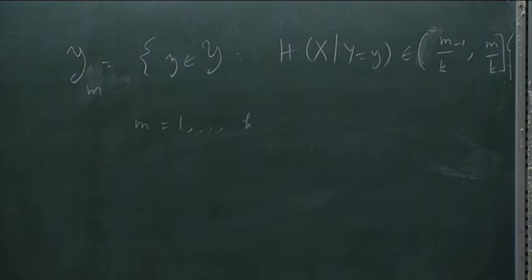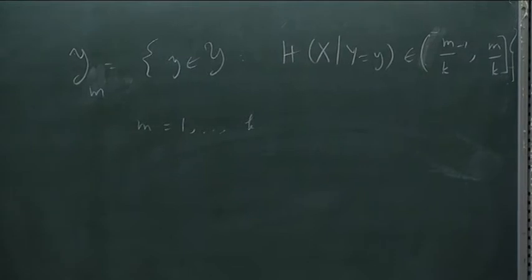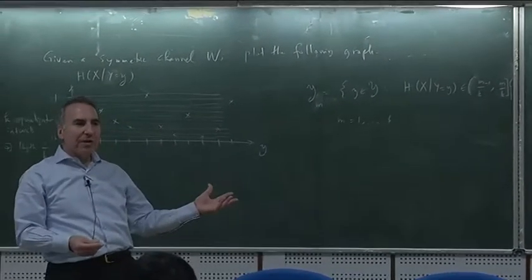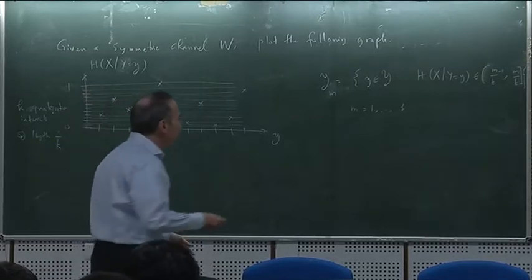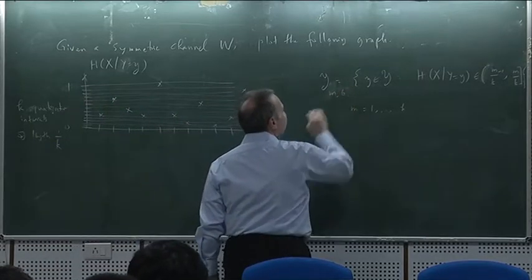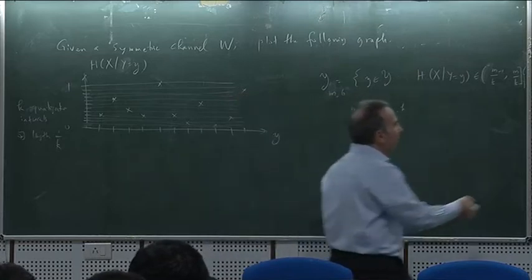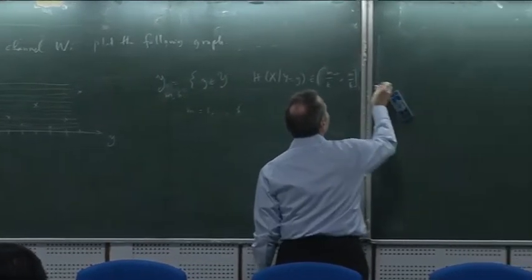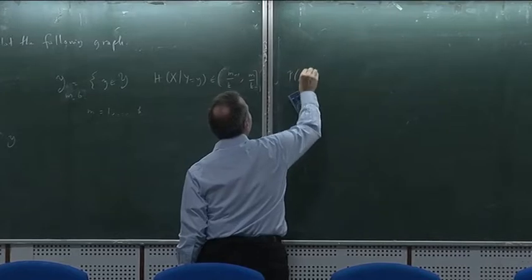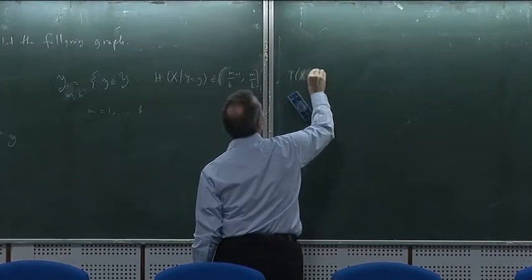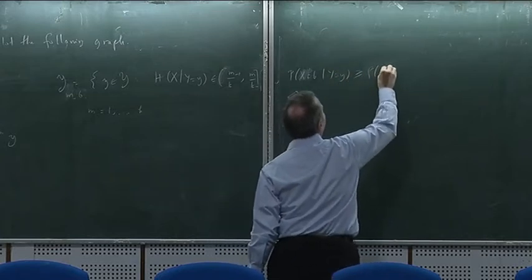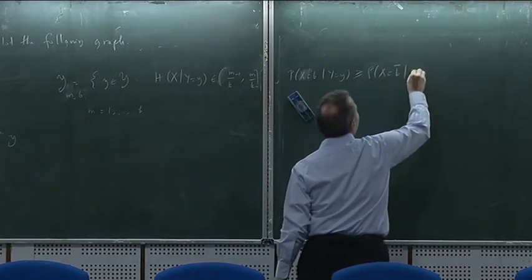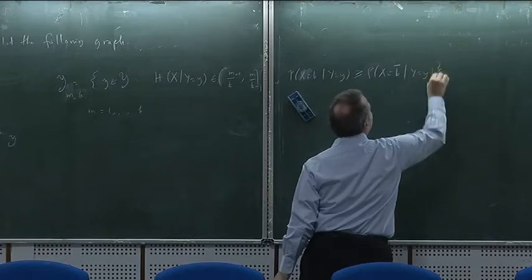Actually, let me do one more thing, because about these y's there are two kinds of information. What is the entropy of the X, and also which of the X's is more likely? Is it 0 or is it 1? So let me put here also a binary symbol b. This is to say that the y's for which the probability that X is equal to b given Y equals y is bigger than the probability that X is equal to the complement given Y equals y.